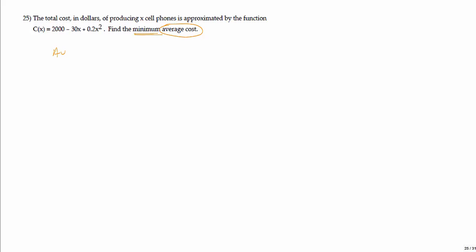So recall that the average cost, or C bar of x, is equal to the cost function divided by x. So in this case we have 2,000 minus 30x plus 0.2x squared all over x. So I need to go ahead and find the derivative. That's when I can get my critical numbers and find out where I have a max or min. When I go to take the derivative, I'm going to reduce this fraction first, or you can go ahead and use the quotient rule, but I'm going to reduce it.